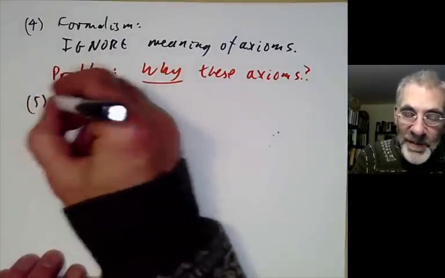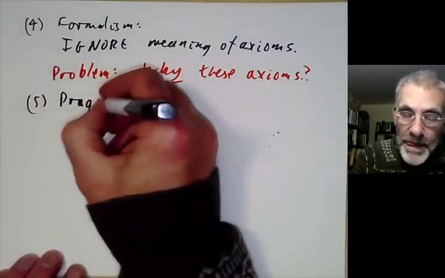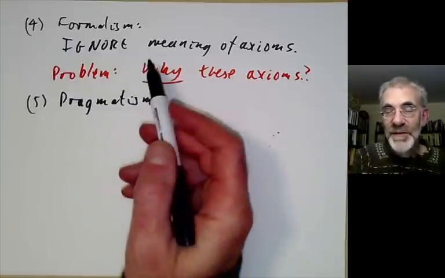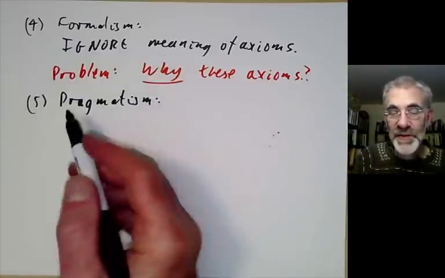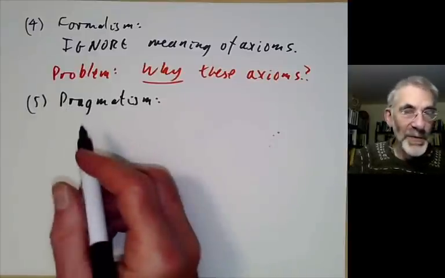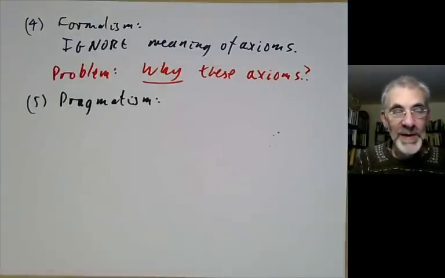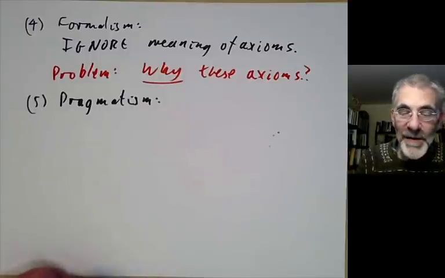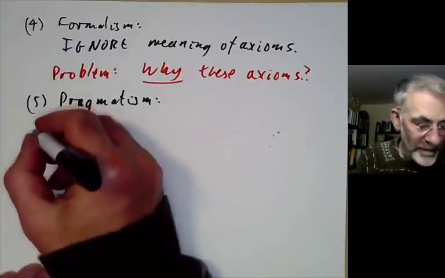The fifth one is pragmatism, which is a bit like formalism. You sort of ignore whether the axioms are true or not, and you just assume they're true and get on with proving theorems like Fermat's last theorem or the Riemann hypothesis, and don't waste time worrying about whether the axioms are true or not.